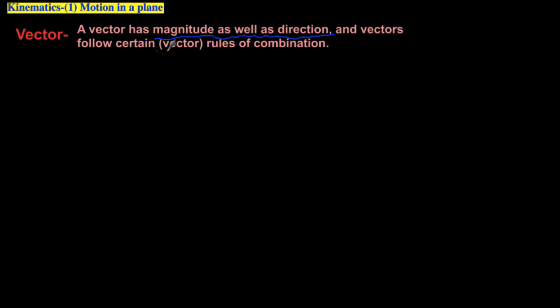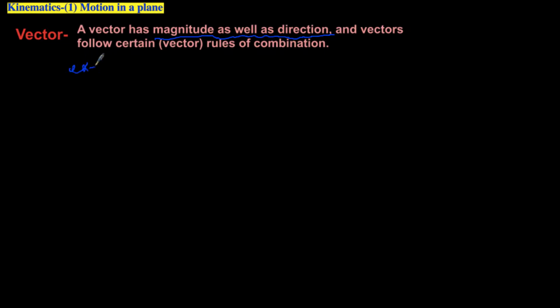And vectors follow certain rules of combination. If we have to add, multiply, or subtract, then we have to follow certain rules for combining two vectors. We can't directly apply simple algebra to vectors for addition and subtraction.